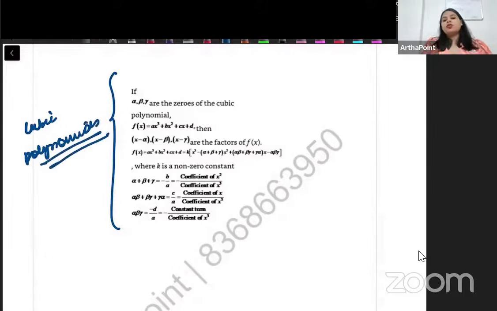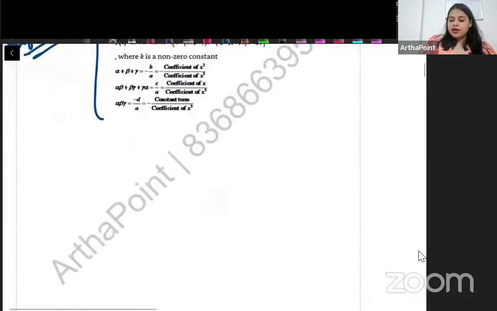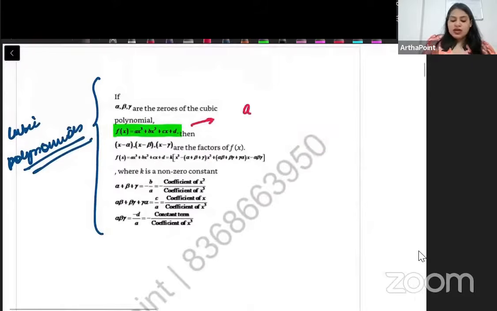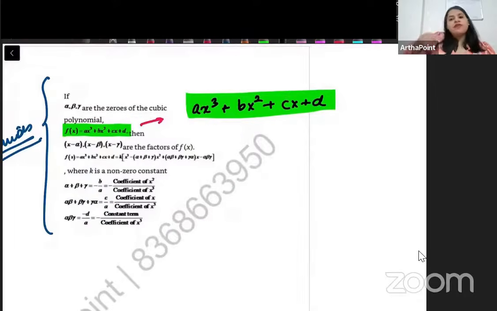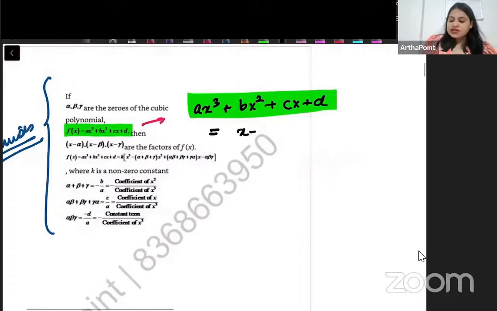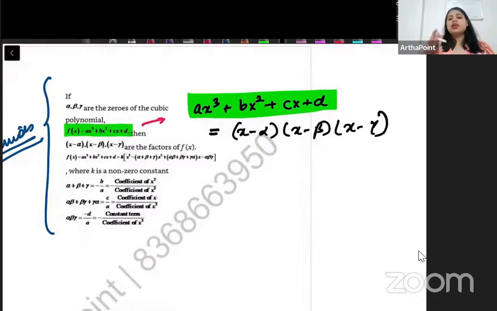So for cubic polynomials, we have the following 3 things that should be satisfied. First, suppose your cubic polynomial is of this format: ax cube plus bx square plus cx plus d. If this is the format, then we know that a cubic polynomial will have 3 roots maximum, alpha, beta, and gamma. So we can rewrite this as x minus alpha, x minus beta, x minus gamma. These will be the 3 roots of this cubic polynomial.